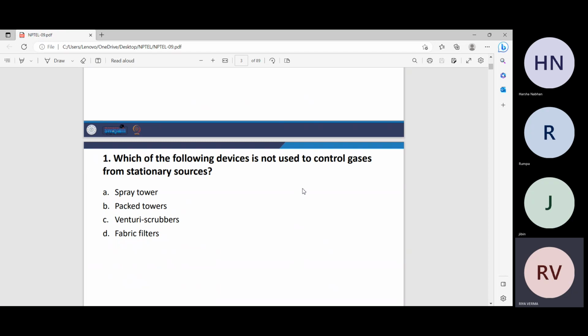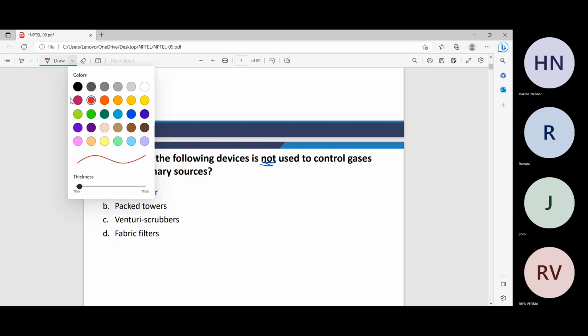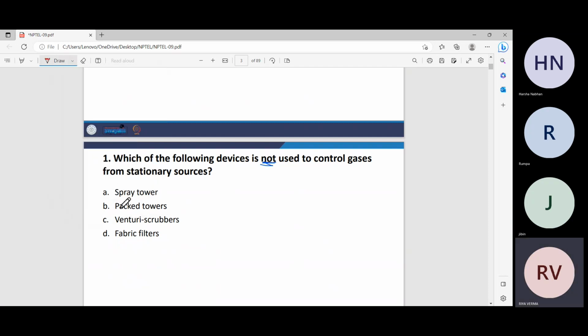So first question is, which of the following devices is not used to control gases from the stationary sources? So, among all these four devices, which one is not to control the gases? Just clearly see this word: not to control the gases from stationary sources. So, any idea about that? Your options are: first is your spray tower, next is your packed towers, then we have Venturi scrubbers, and then we have fabric filters.